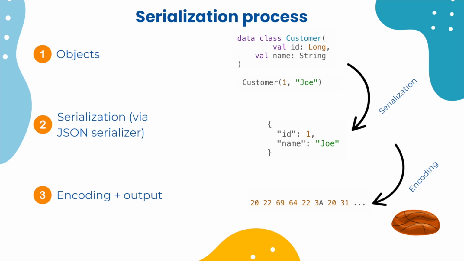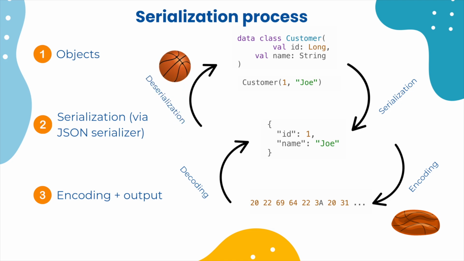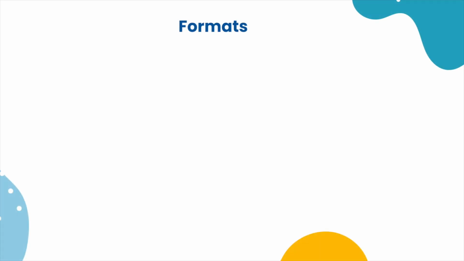Now, as you can imagine, this process has an opposite side as well. When we want to read a sequence of bytes and get our object, the first step is to go through the encoder to receive our list of primitive data types, or JSON, and then we can deserialize our JSON into a customer data class with an ID and name inside. And that's pretty much it. This is, of course, a very simplified depiction of what's happening under the hood. Now let's see what other libraries and formats we can use.